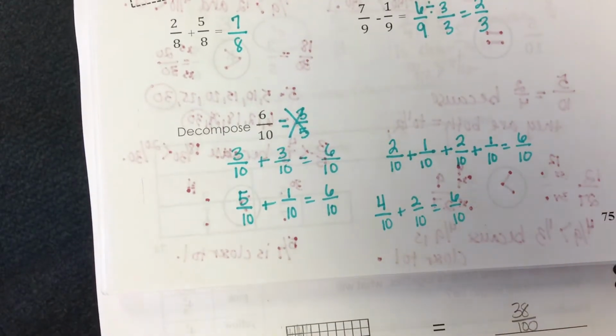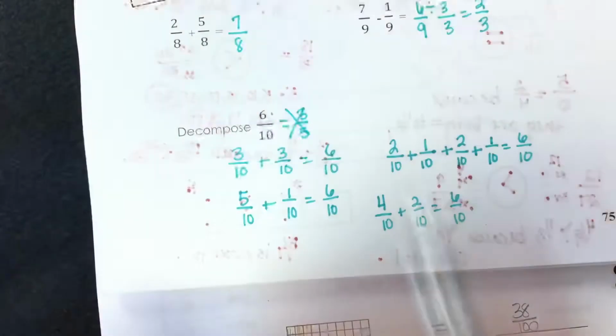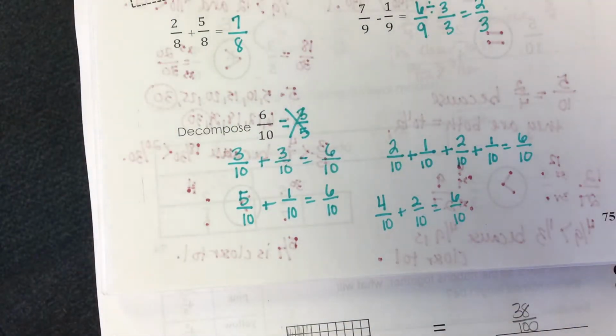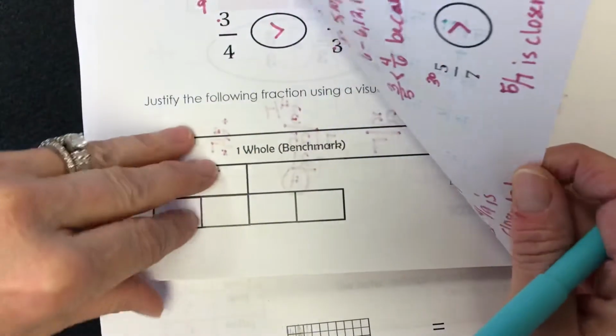That's fine. Okay, so I am looking and I don't see plus signs. I don't see equal signs. Okay, you need to have the equal and you need to have the plus. Okay, now turn back to page 66.